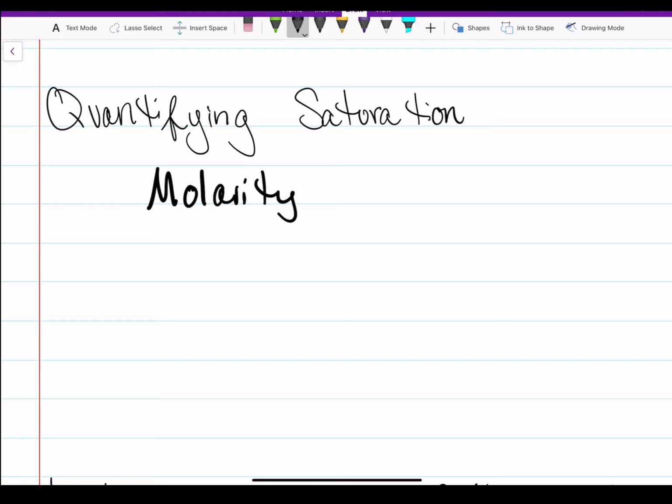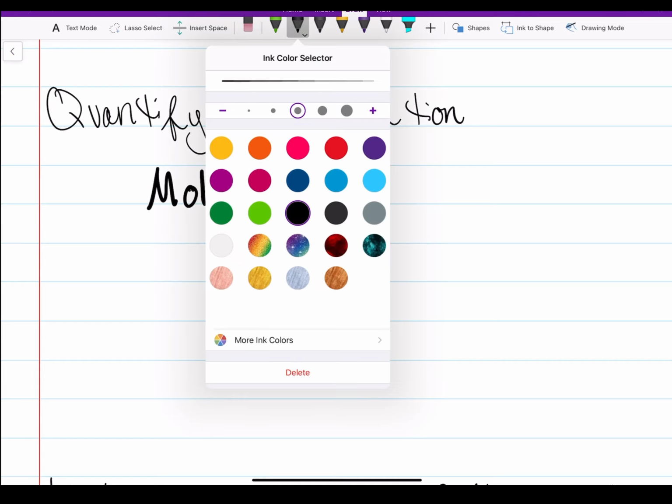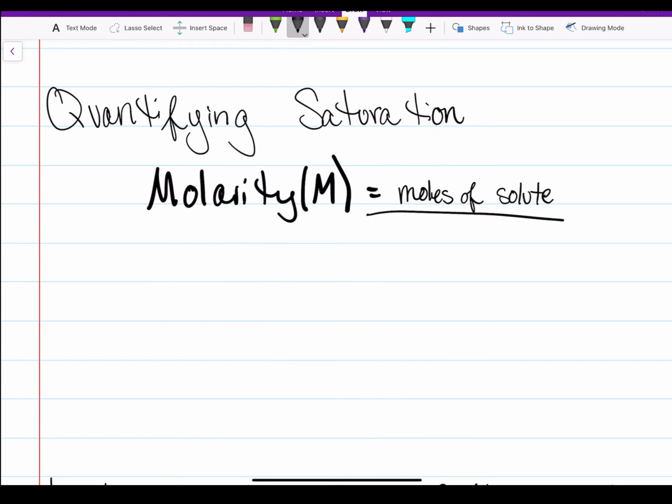The unit for molarity is represented with a big M, and molarity is equal to the moles of solute divided by the liters of solution. So for our units, we have molarity, which is a big M, moles, we just write moles, and then liters, we have an L. So those are our units. This is a way to quantify saturation.